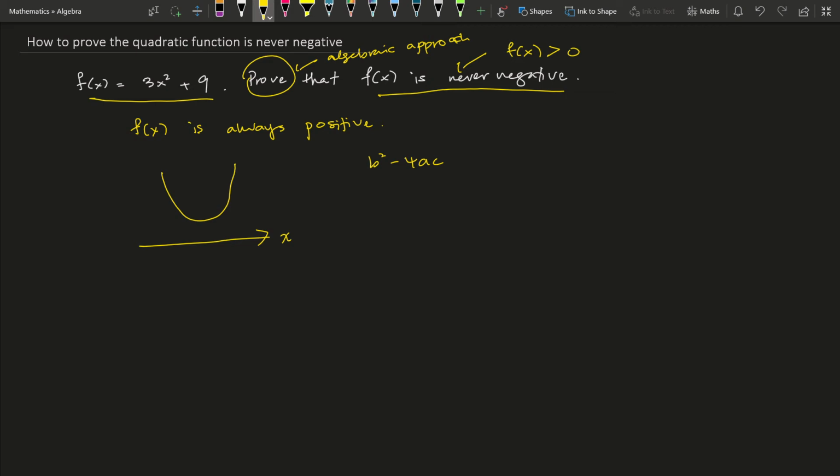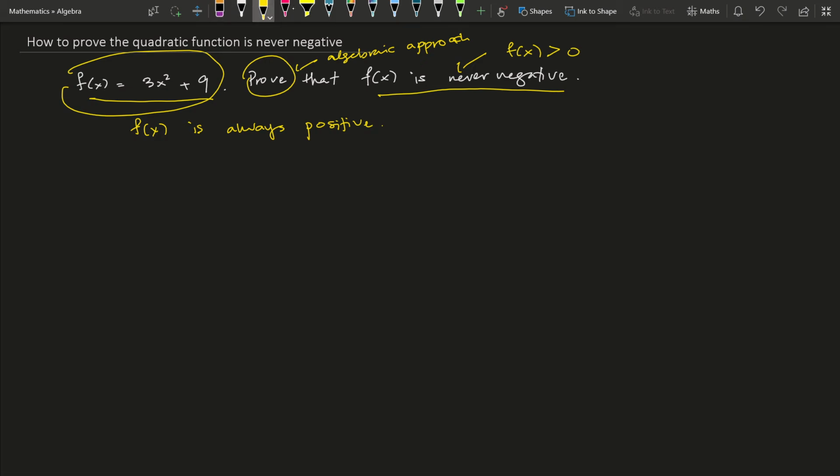If you want to prove something, we can't use any formula. So you are given the function f(x) equals 3x squared plus 9. I will start like this.